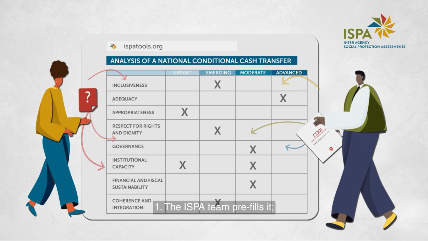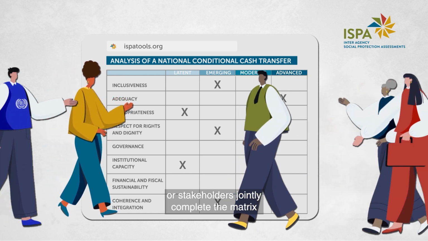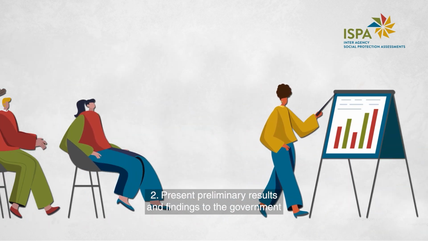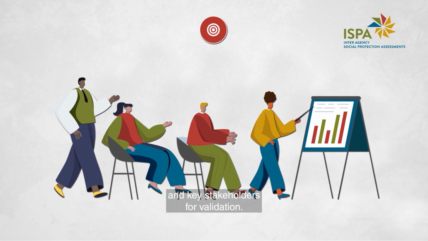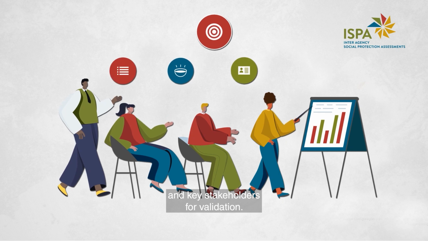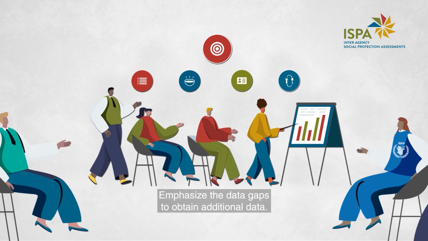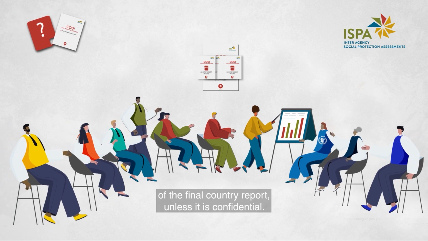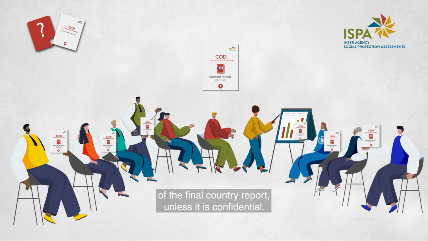1. The ISPA team pre-fills it, or stakeholders jointly complete the matrix during a workshop. 2. Present preliminary results and findings to the government and key stakeholders for validation. Emphasize the data gaps to obtain additional data. 3. Encourage sharing and dissemination of the final country report unless it is confidential.